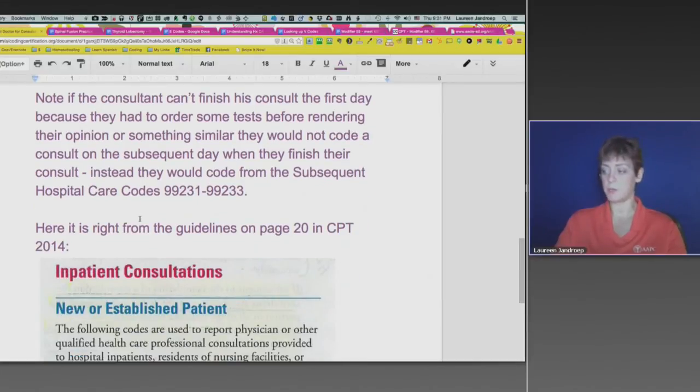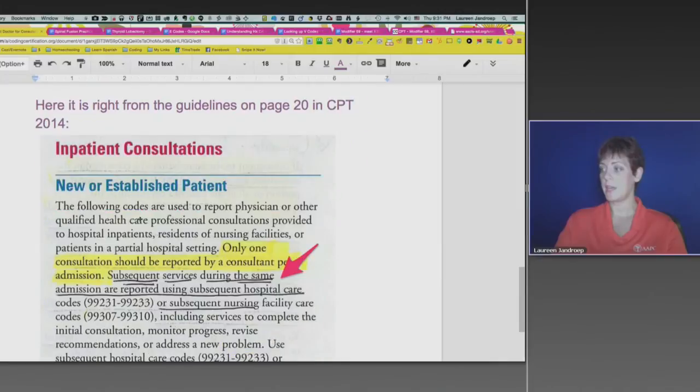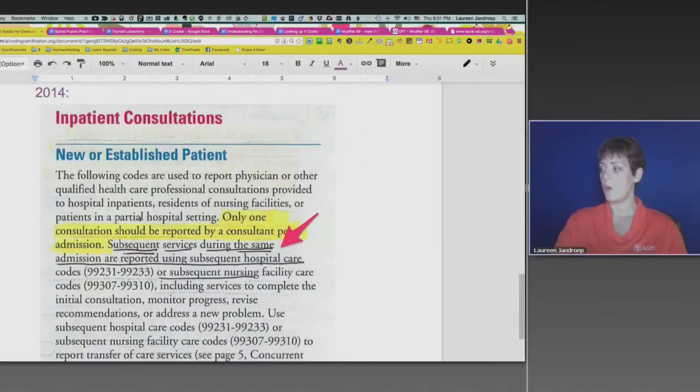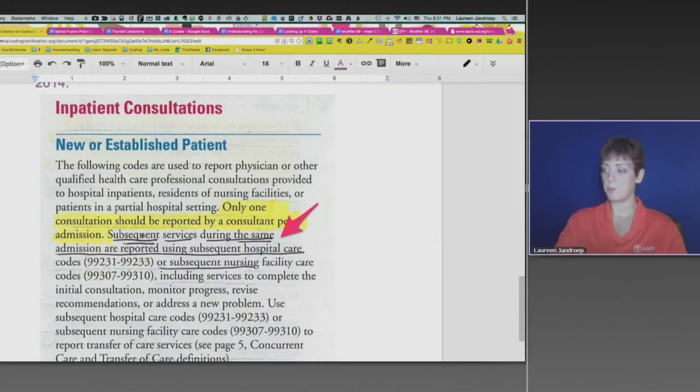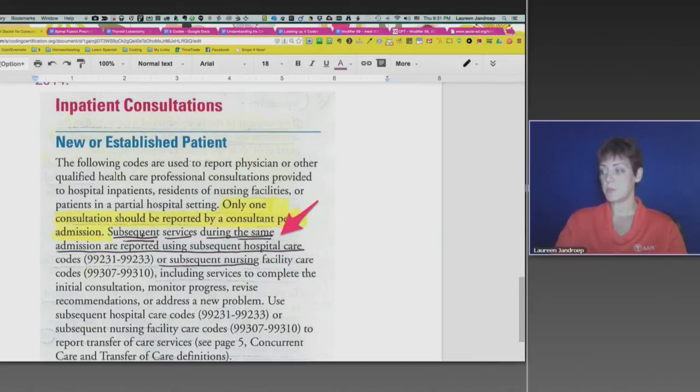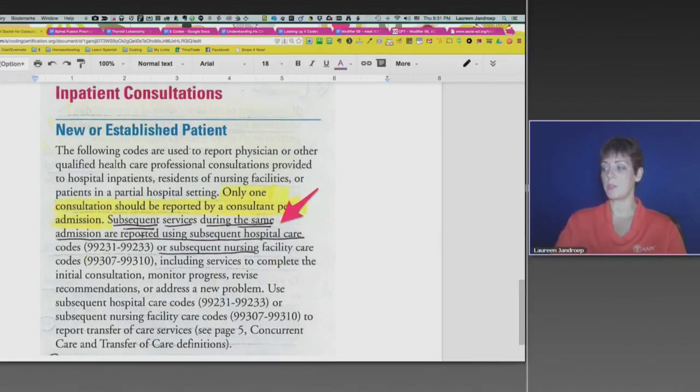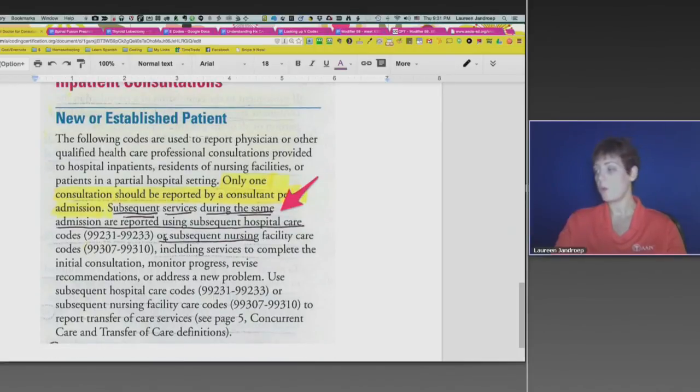Medicare scenario as well. And here it is right in the guidelines, new or established patient, only one consultation should be reported by a consultant per admission. And it says subsequent services during the same admission are reported using subsequent hospital care codes. Or if the patient's in a nursing facility, you'd use subsequent nursing facility care codes.